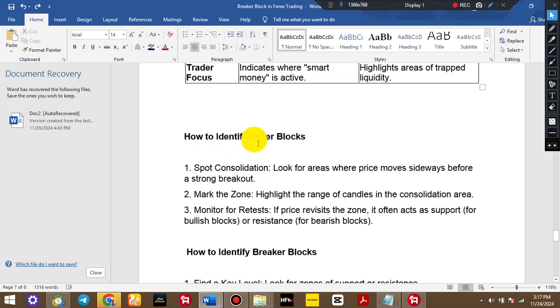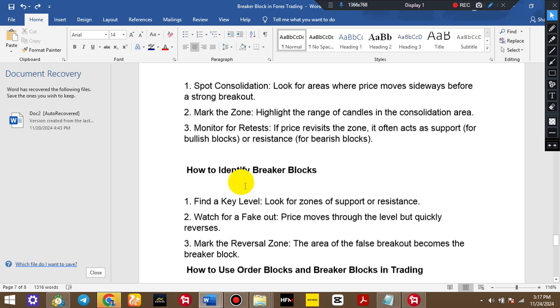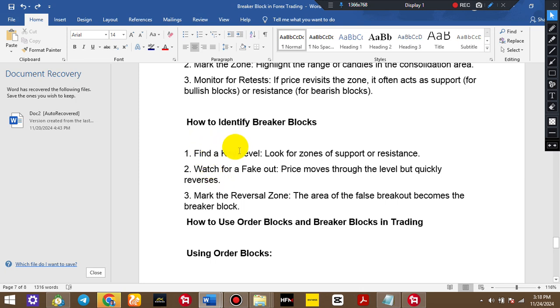So how to identify order blocks? Spot consolidation. Look for areas where price moves sideways before a strong breakout. Mark the zone. Highlight the range of candles in the consolidation area. Monitor the retest. If price revisits the zone, it often acts as support for bullish order block or resistance for bearish order block. How to identify breaker block?